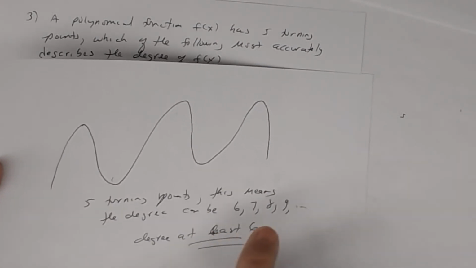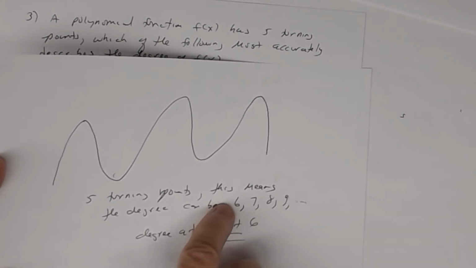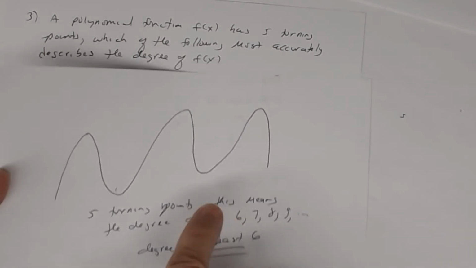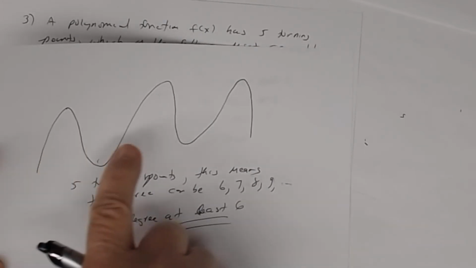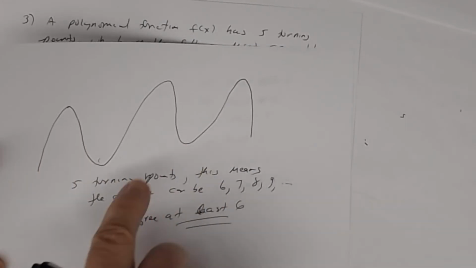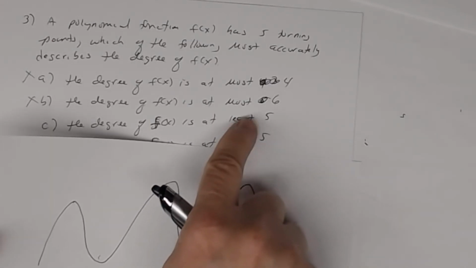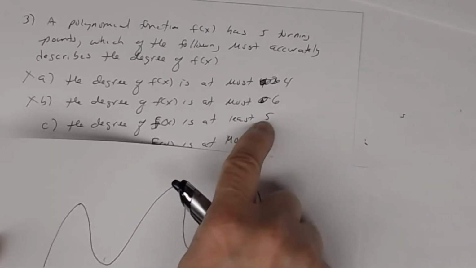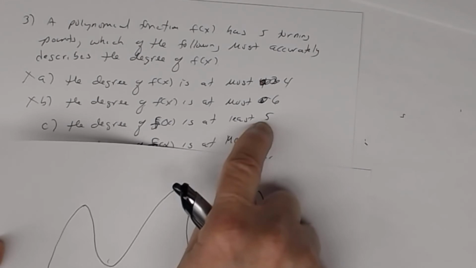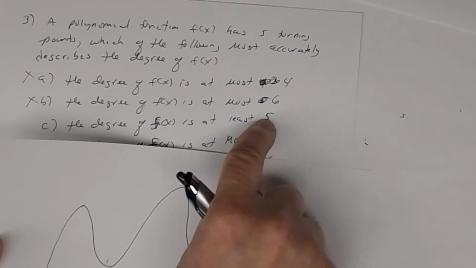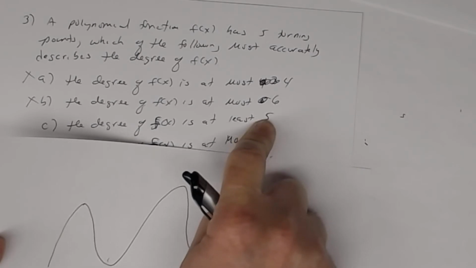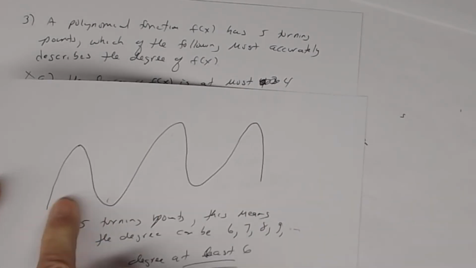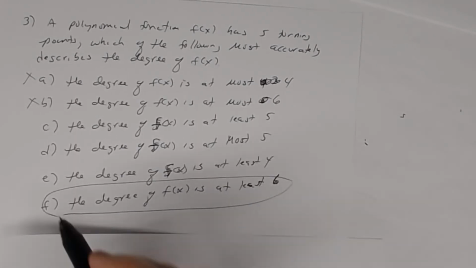At least 5 means 5, 6, or 7. So we cannot use 5. We cannot use 5 because there are 5 turning points. The maximum turning points always has to be one less than the degree. So if the degree is 5, then the maximum number of turning points would be 4. And there are 5 here. So we cannot use that.